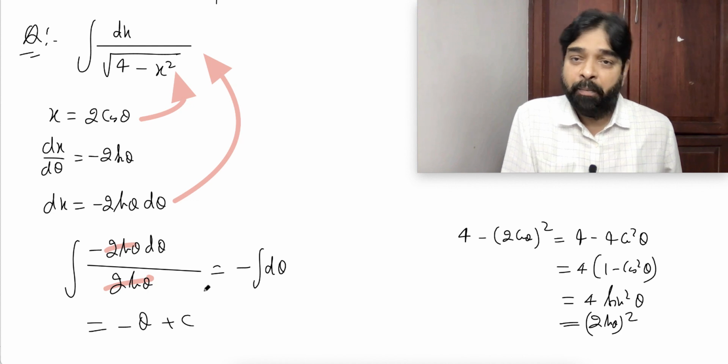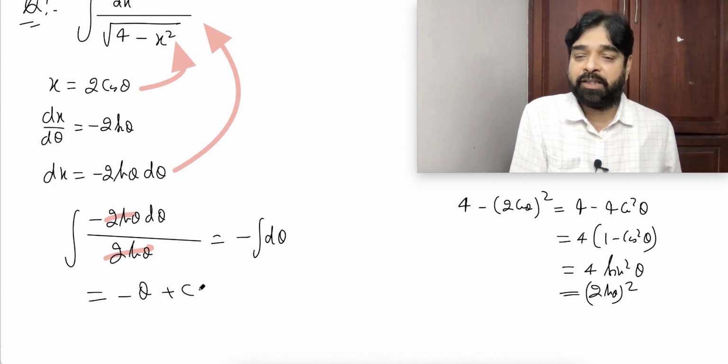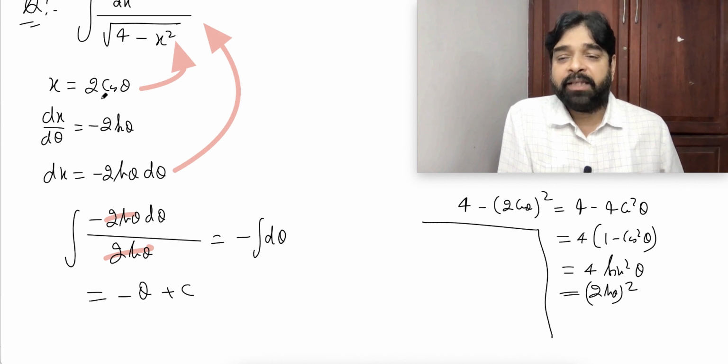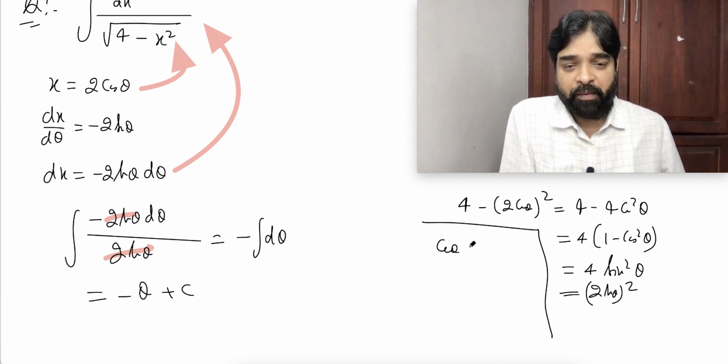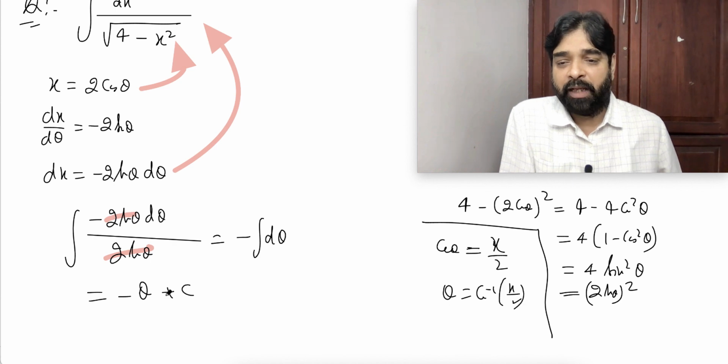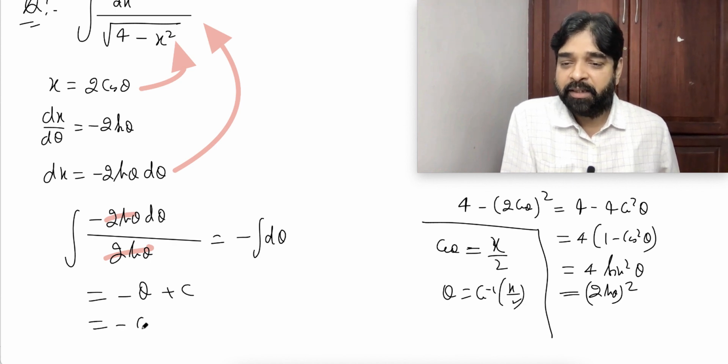Yes or no? But we have to write the answer in terms of x. So look carefully here, everybody. x equal to 2 cos theta, so cos theta will be equal to x by 2. Cos theta will be equal to x by 2. So theta equal to what? Cos inverse x by 2. That I can substitute. Minus cos inverse x by 2 plus c.